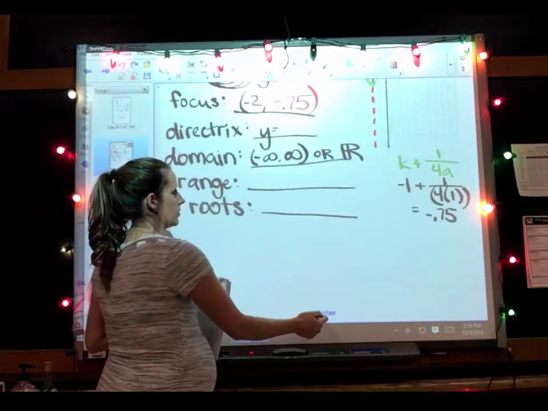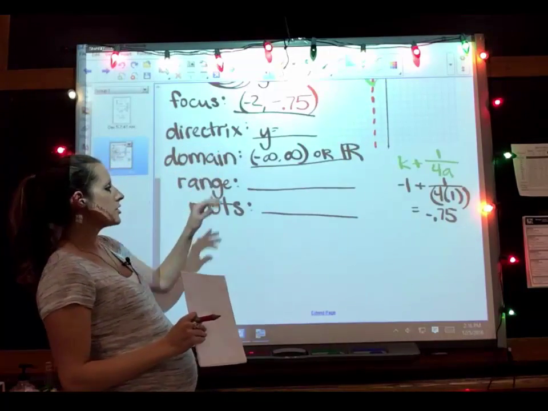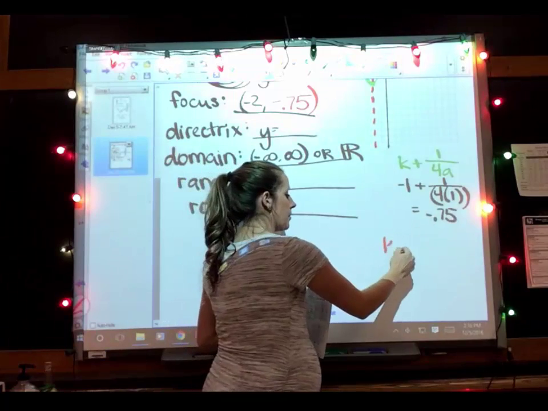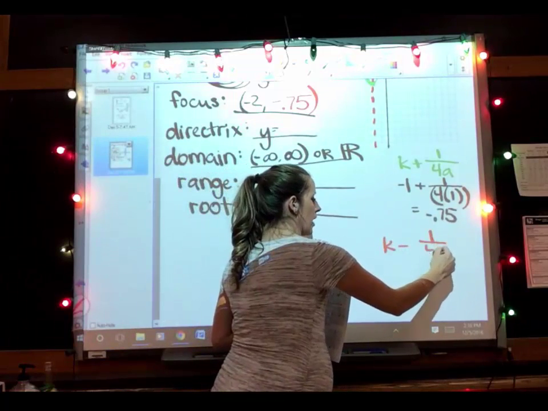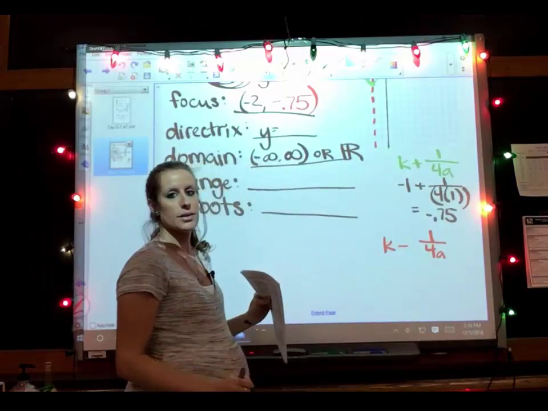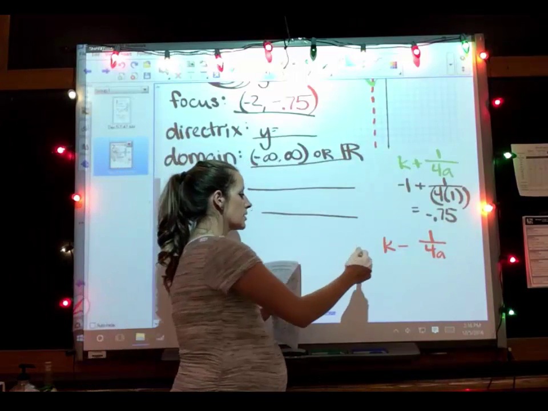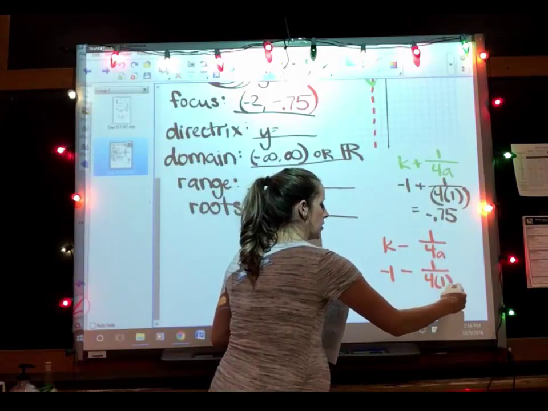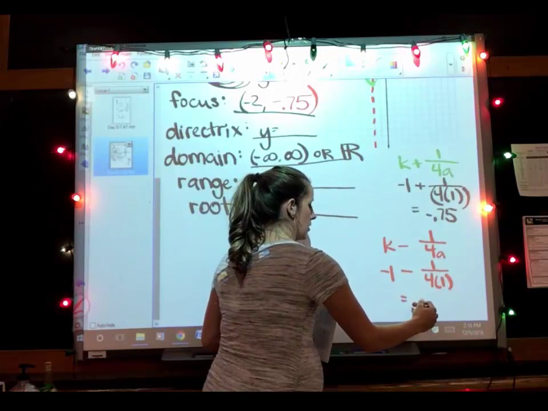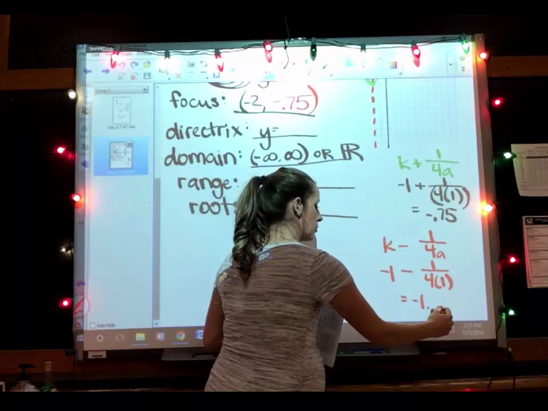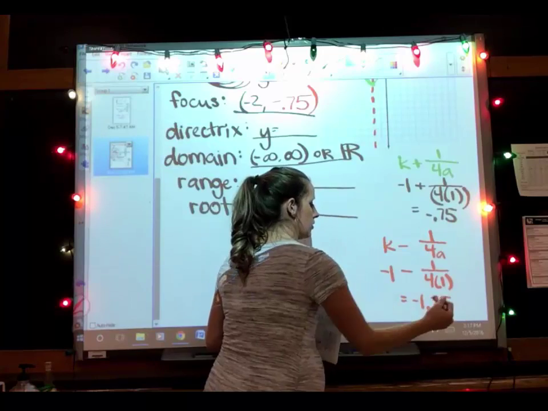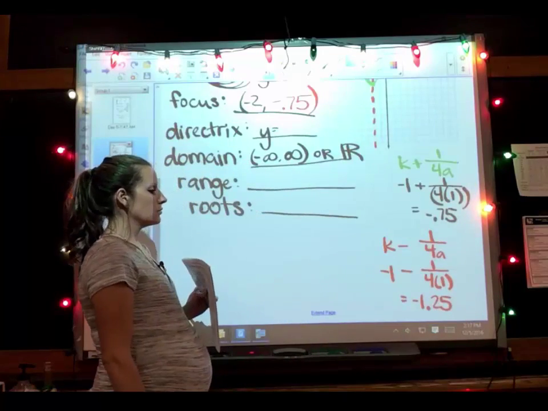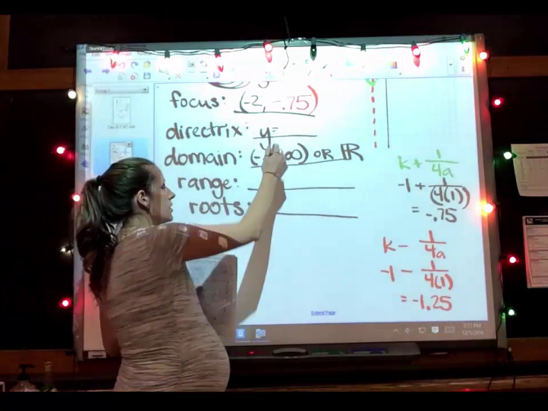Okay, for my directrix, I'm going to do k minus 1/4a to find that y value. So it's going to be negative 1 minus 1/4 times 1. Okay, and you should get negative 1.25. So I can fill that in, negative 1.25.